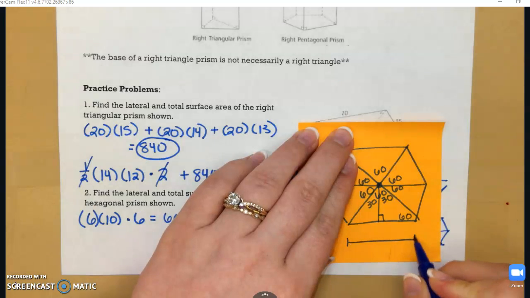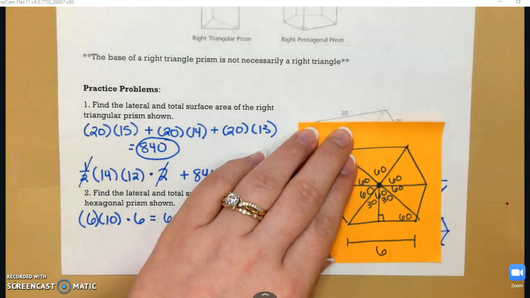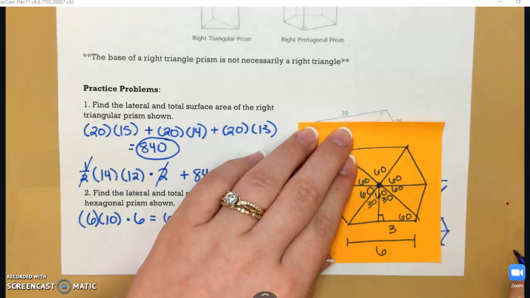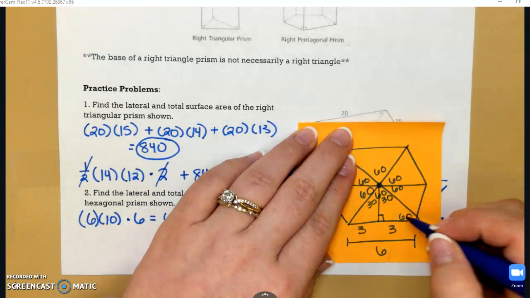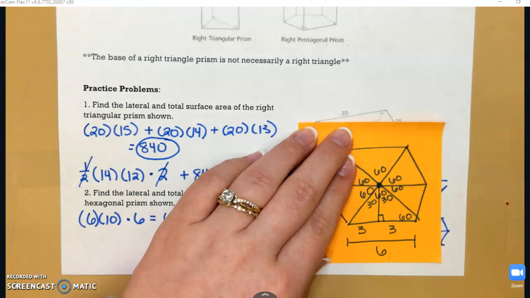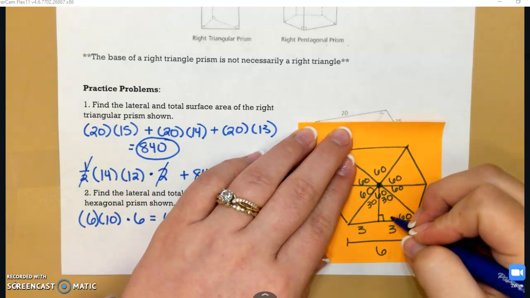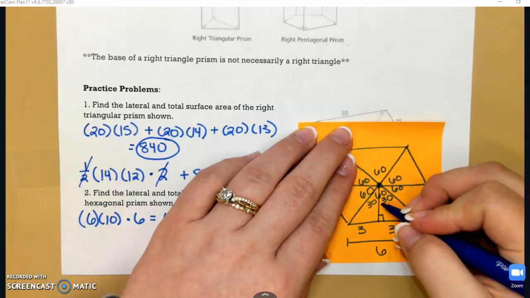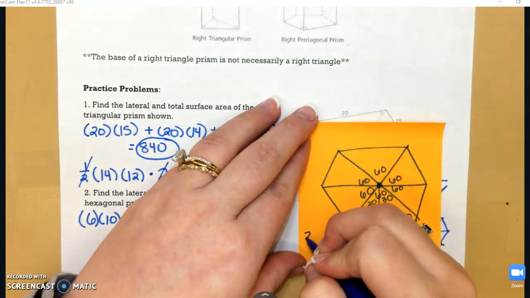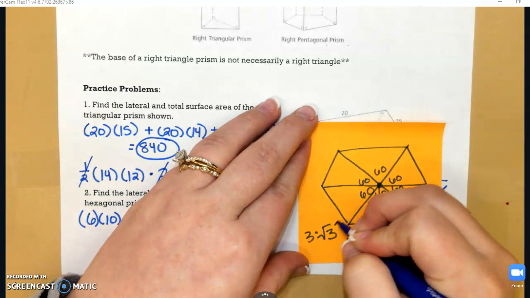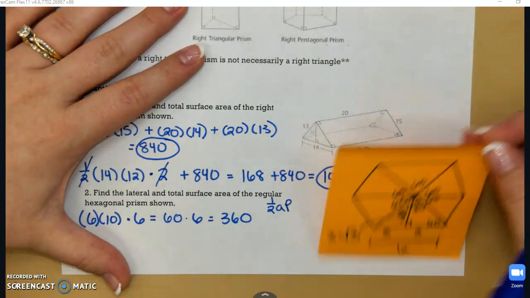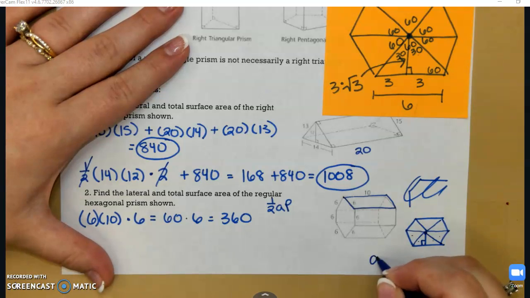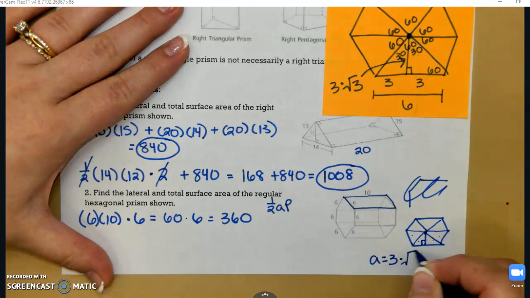And remember, if this whole length was 6, my apothem split that in half, so that means each side is a 3. And if I want to find the height of this triangle, my apothem, I'm going to use what I know about special right triangles. So the side opposite the 30 is 3. That means the side opposite the 60 is going to be 3 times the square root of 3. So that is my apothem for this hexagonal base. My apothem is 3 square root 3.